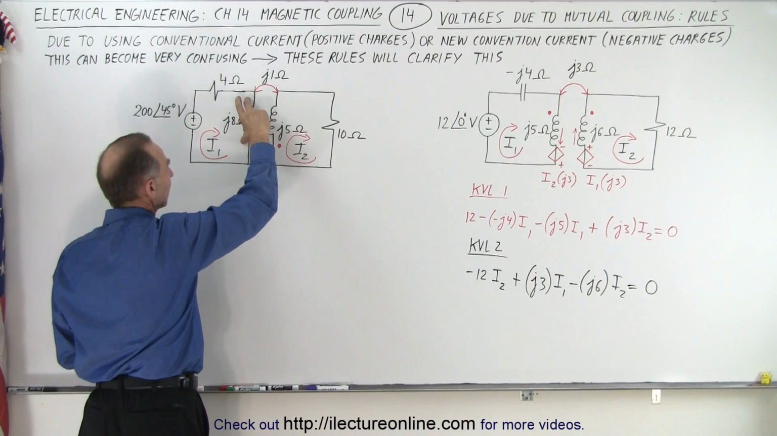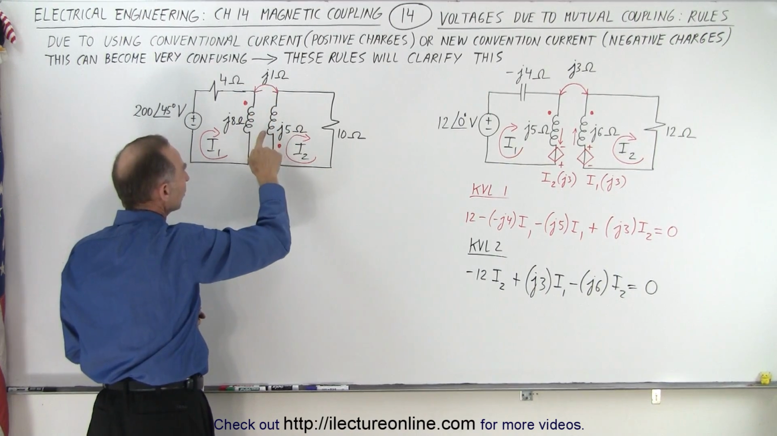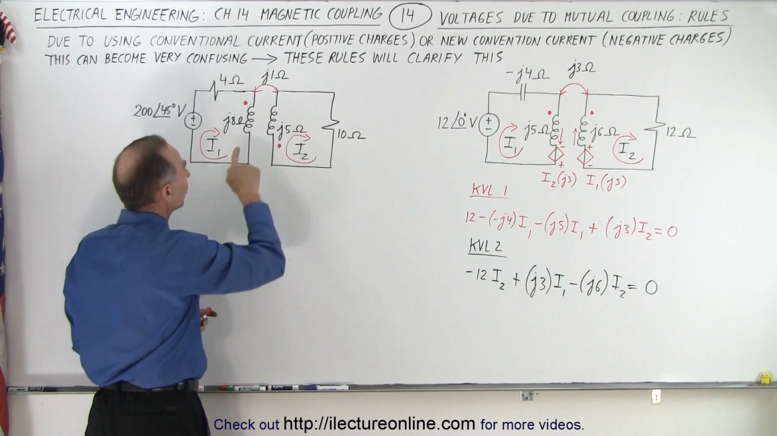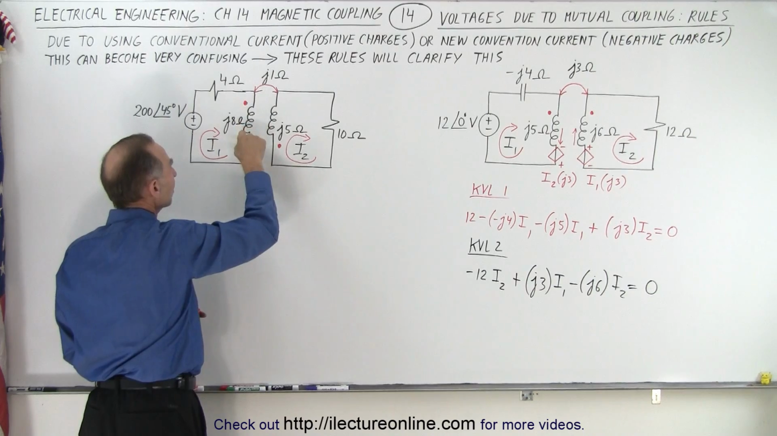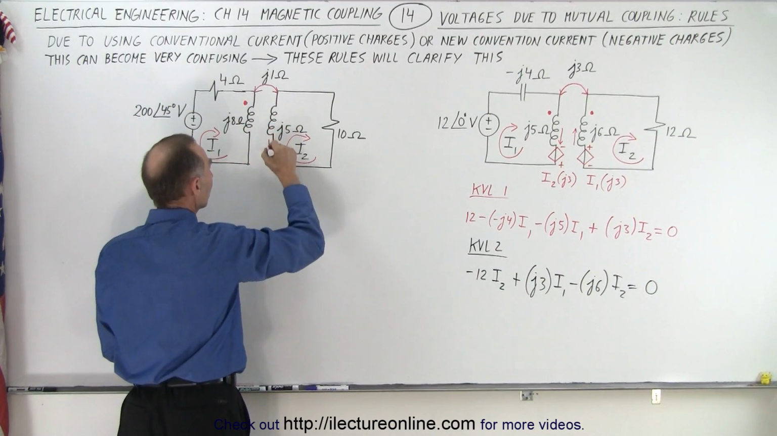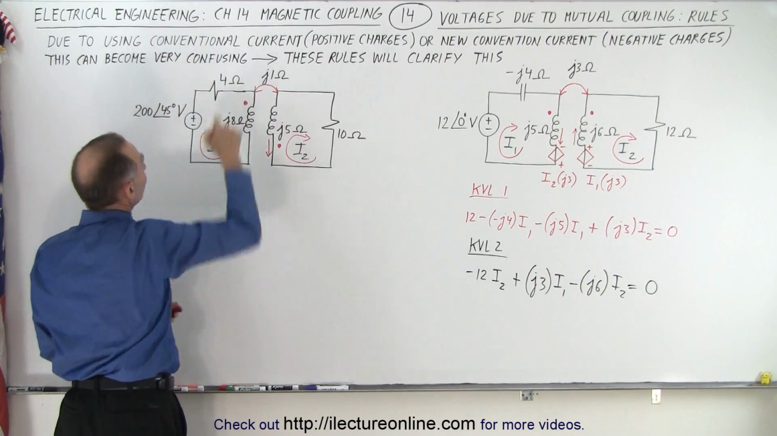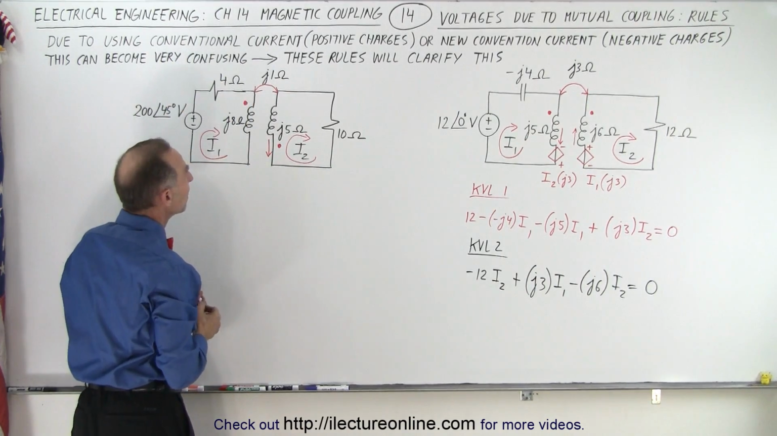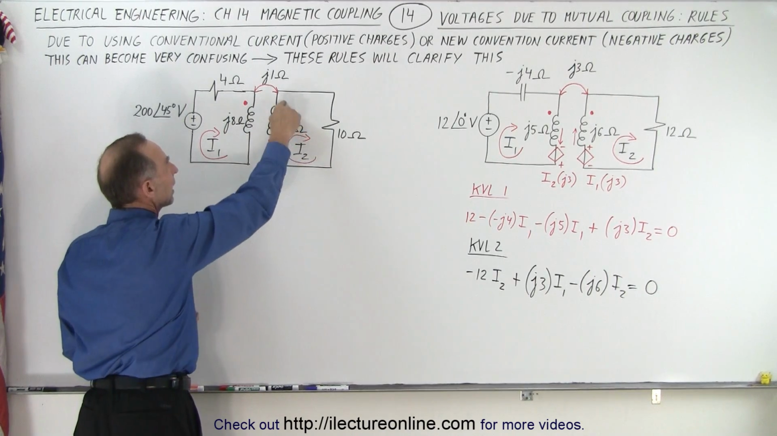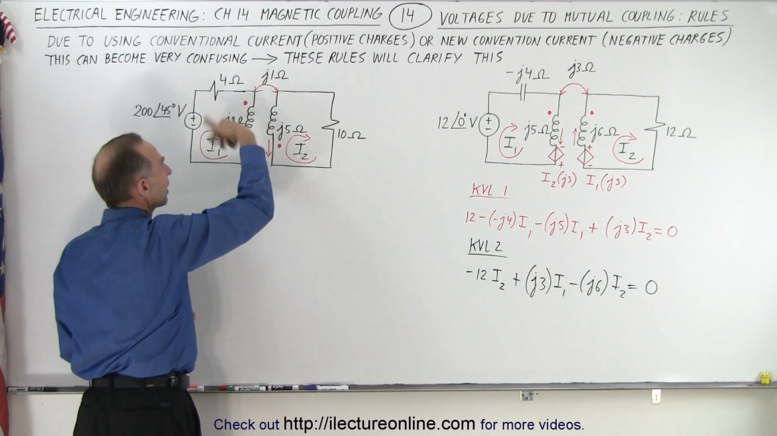So notice that sets up a mutual inductance in the other loop in the opposite direction. So now, since we go from this to here, now we go from here to here. That means we have a current direction in this direction. Again, that's conventional current, positive charges moving. And here we have I2, which enters on this side, exits on this side. So we set up a mutual inductance on the other side in the opposite direction.